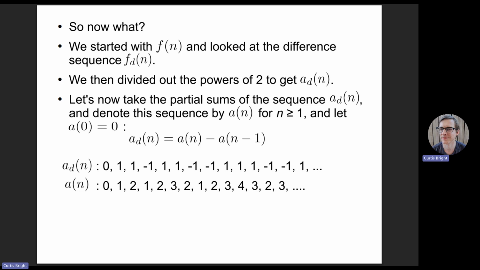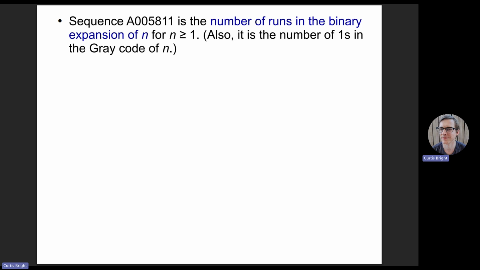So it's not growing quite as quickly. But the nice thing is that this sequence was also in OEIS. So this is going to help us to actually calculate the thing that we want. So what is this sequence? Well, it turns out that this sequence is the number of runs in the binary expansion of n. Also, it's the number of ones in the Gray code of n. So what does that look like?